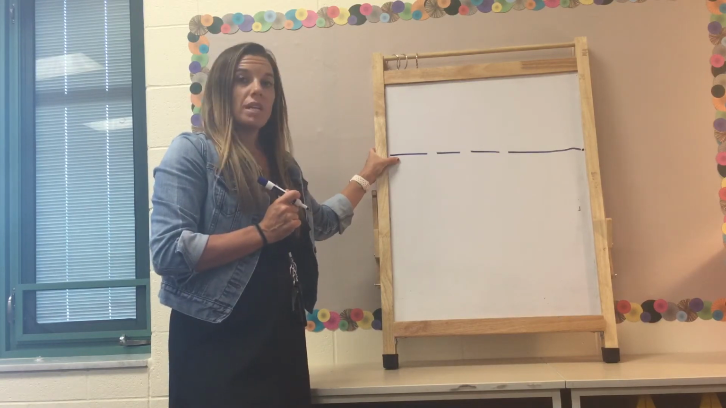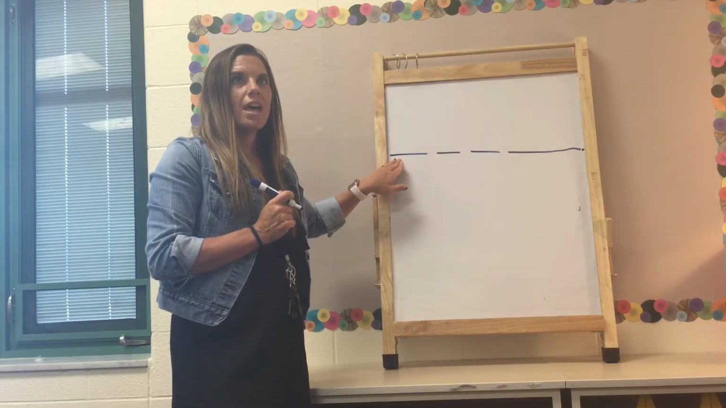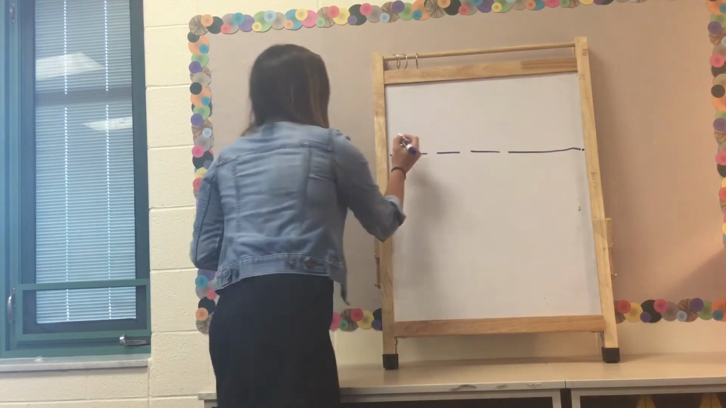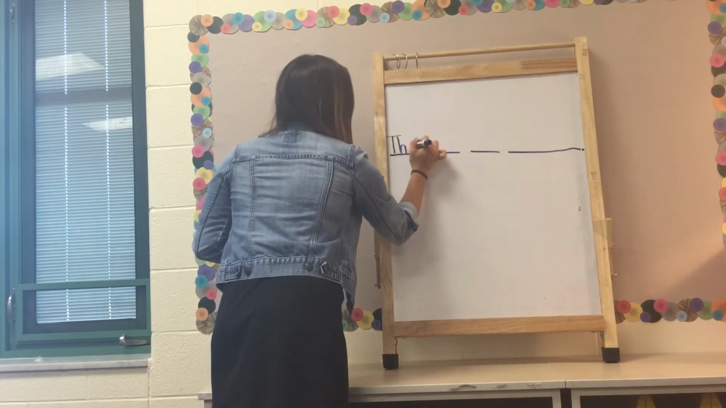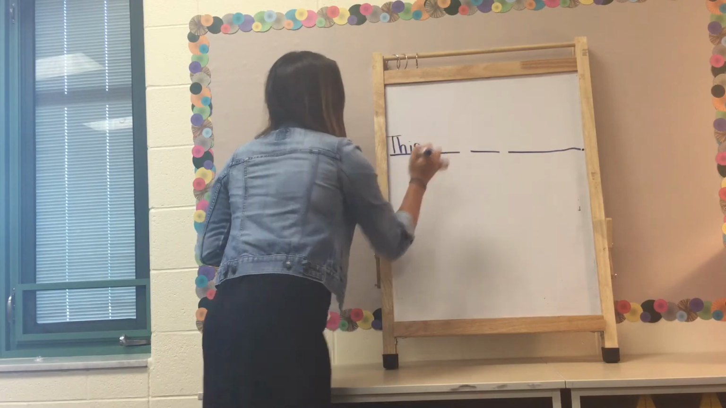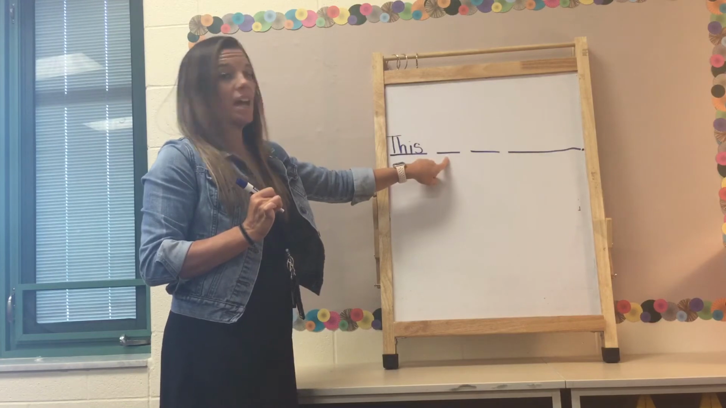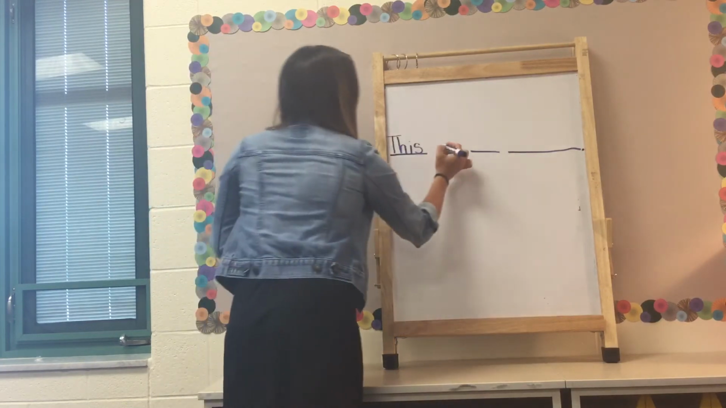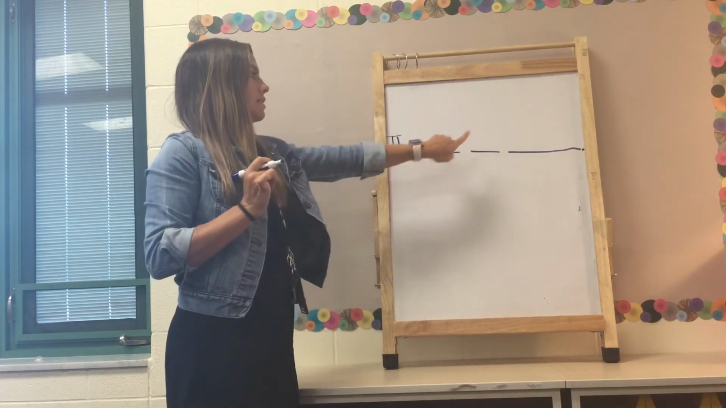So the first word of my sentence, this. What do I hear first? I remember TH makes that sound. This is, ooh, that is a sight word. So I remember that sight word and it was spelled I-S. Is, this is my.